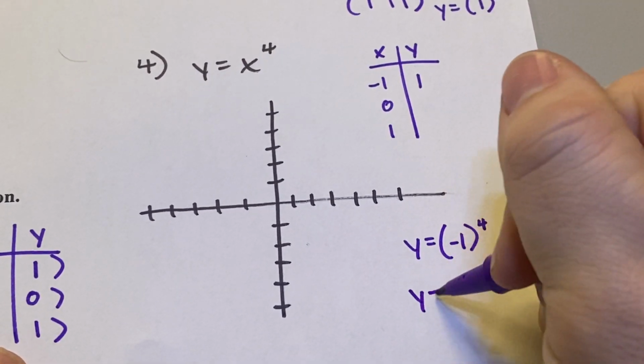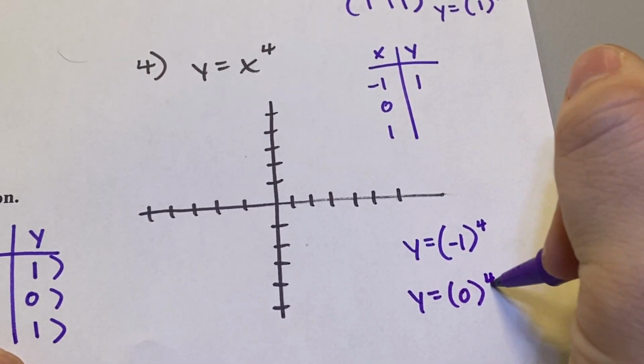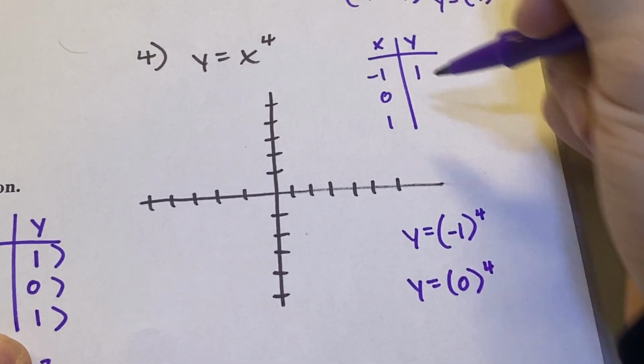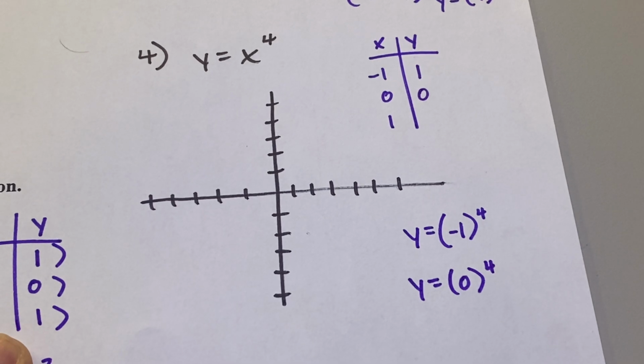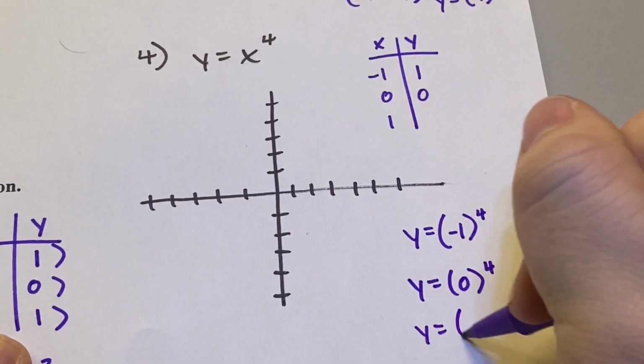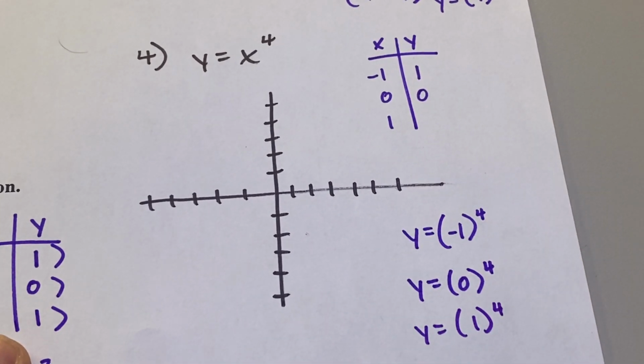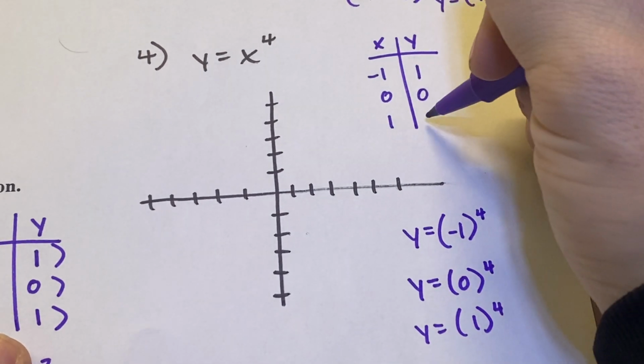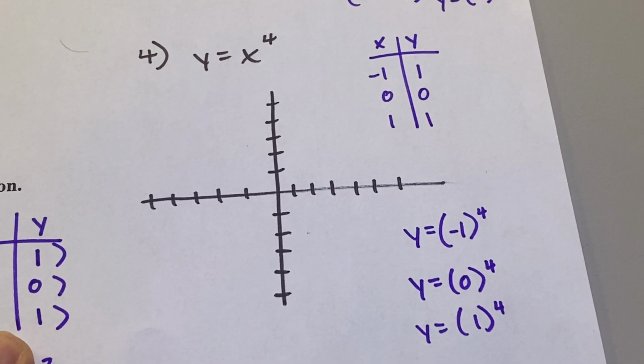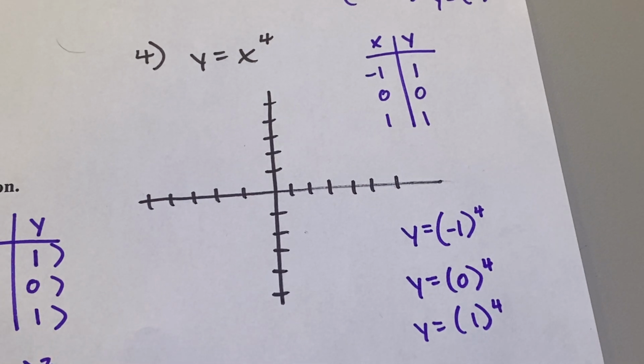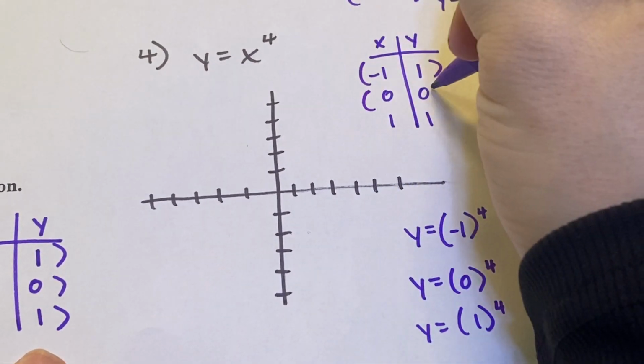Okay, next comes my favorite number. What is 0 to the 4th power? 0. And we like positive 1 too. What's positive 1 to the 4th power? It's just positive 1. Okay, so now, there's our parent function points.